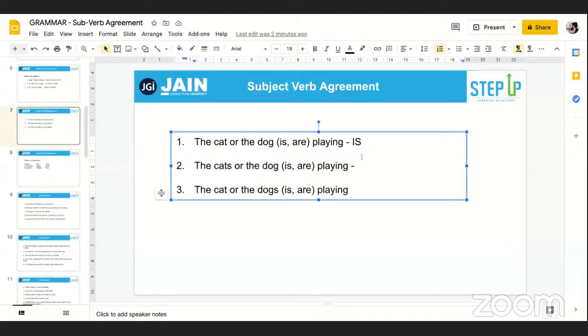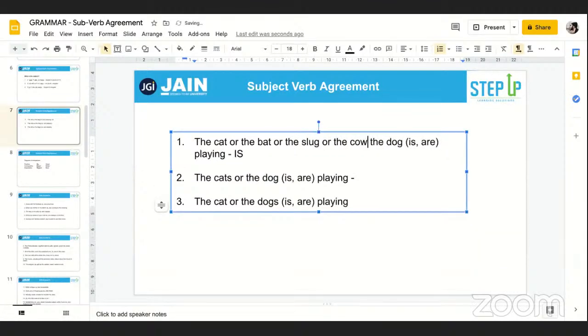Yes, that is the rule, obviously. You have to pick the subject that is closest to the verb. So, in this scenario, it can be anything: the cat, or the bat, or the slug, or the cow. It can be anything. If this is the scenario, first question: now, which is the answer?